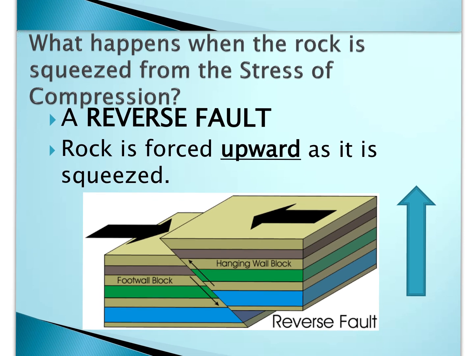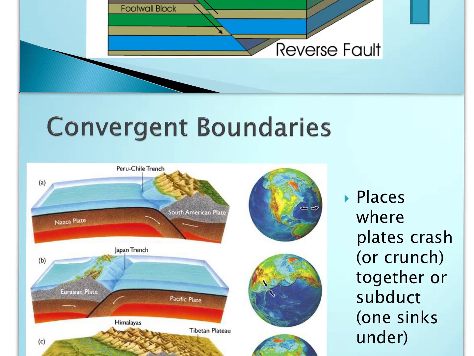Now, if we squeeze them together, well, we can actually reverse the process that we saw before. So tensional stress, we got the normal fault. This is when we're going to make a reverse fault. So here you can see the hanging wall moves up in relation to the footwall. And you guys can see right over here, the hanging wall moving up. This is the hanging wall, and now it sits above the footwall. All right, again, good diagram.